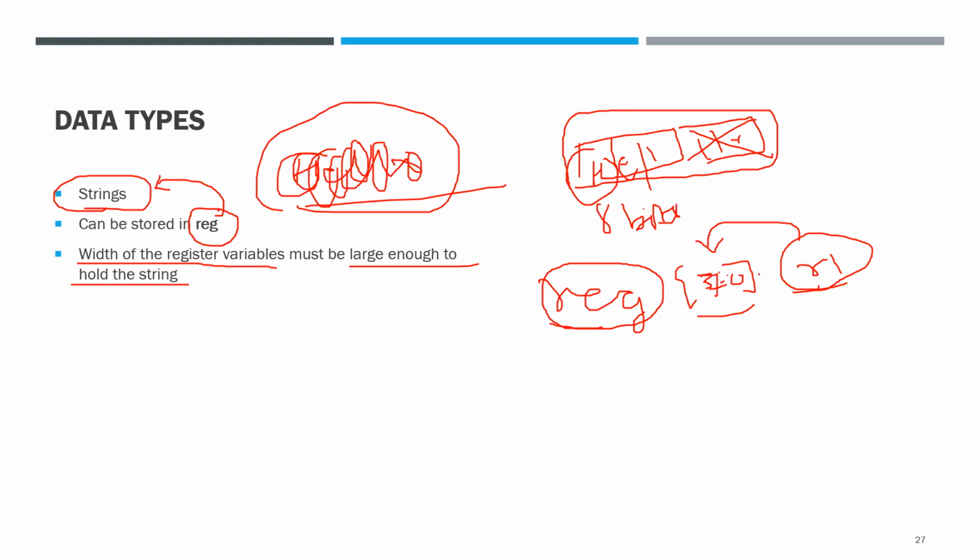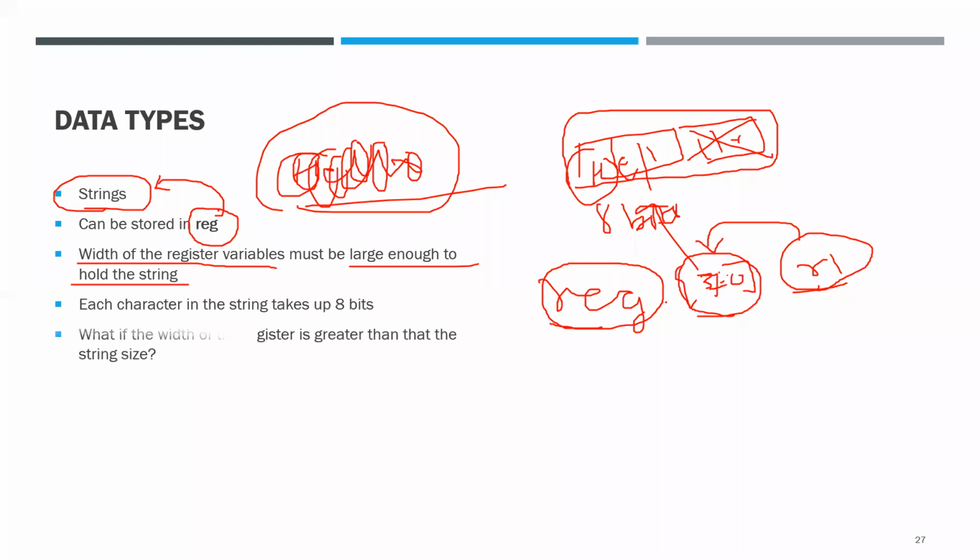Now, with this slight difference incorporated, I'll be able to store string information, since strings are nothing but combinations of zeros and ones. So that is why we can store it in that form. Each character in the string consumes 8 bits.